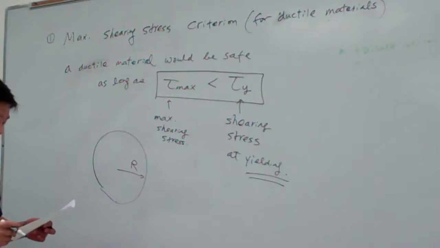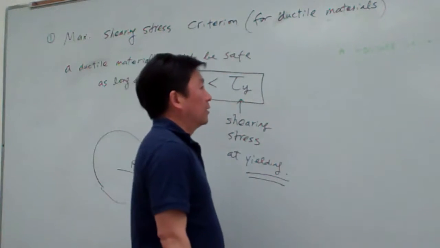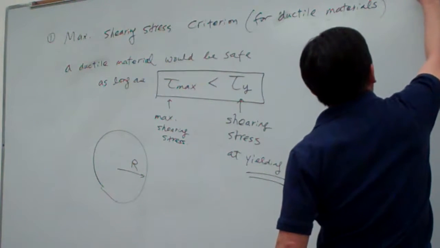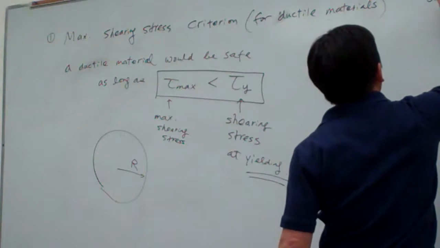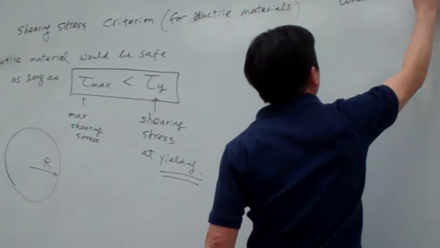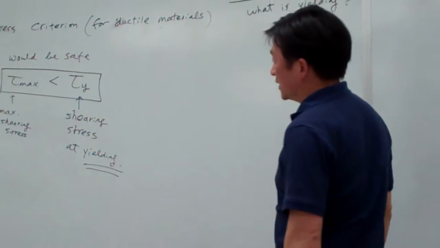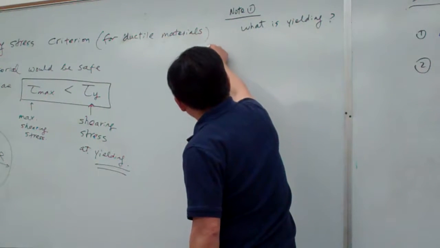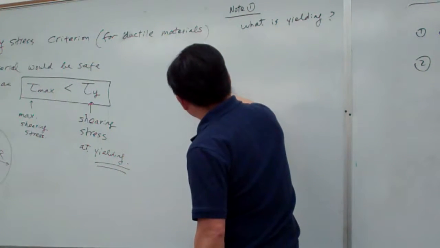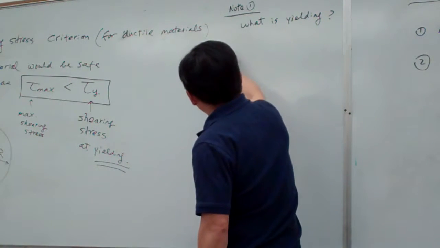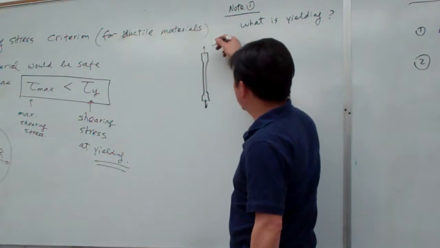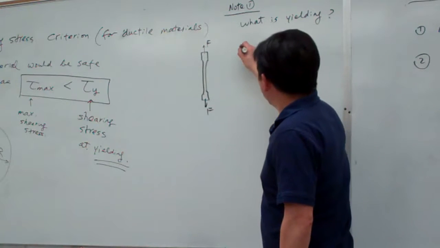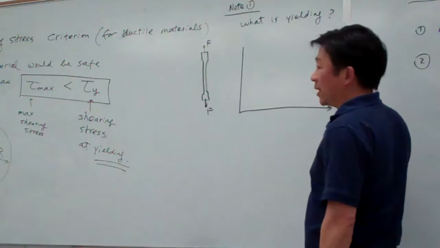So what is yielding? Here I give you the comment, note 1. So what is yielding? The yielding is this. If we have a sample of the material, like a dog bone shape, and we apply uniaxial loading, putting it into a machine and gradually increasing the force, and then we measure the corresponding deformation.